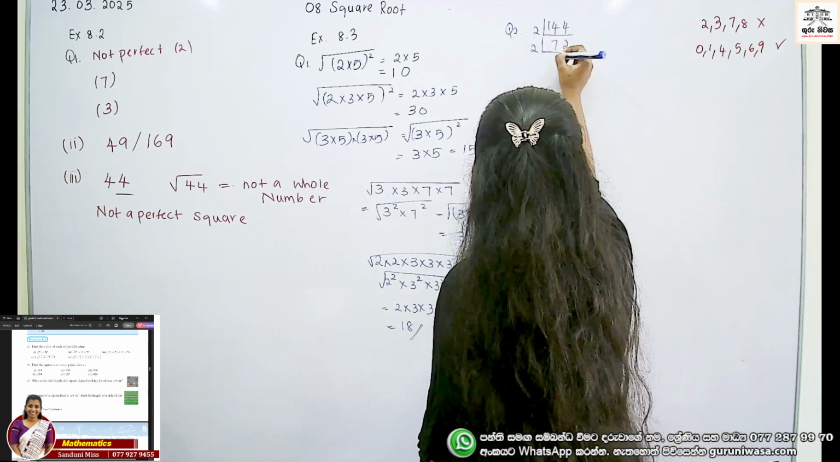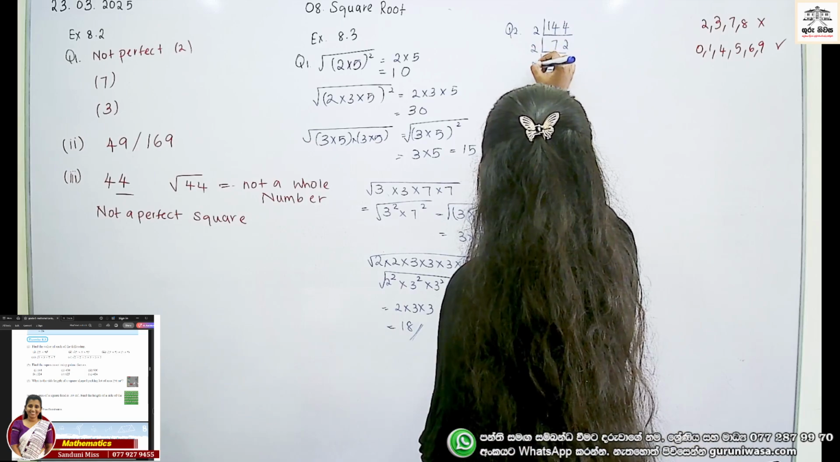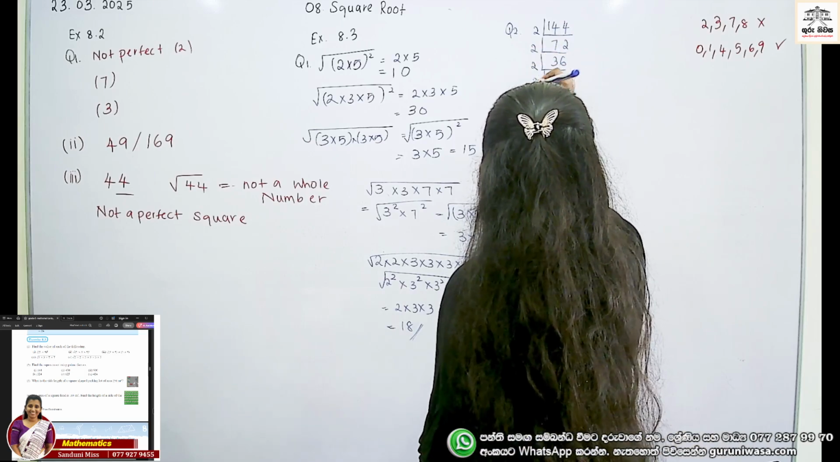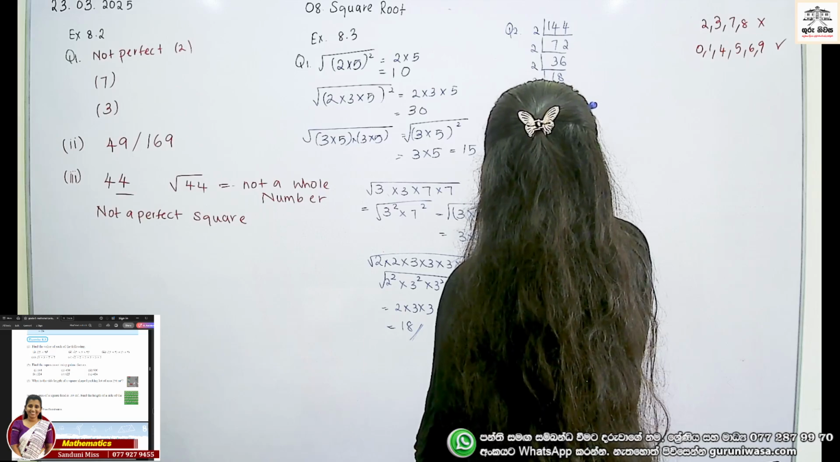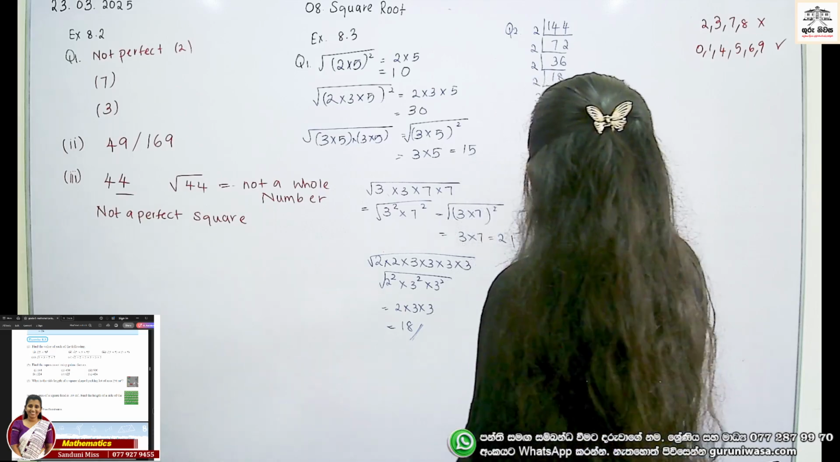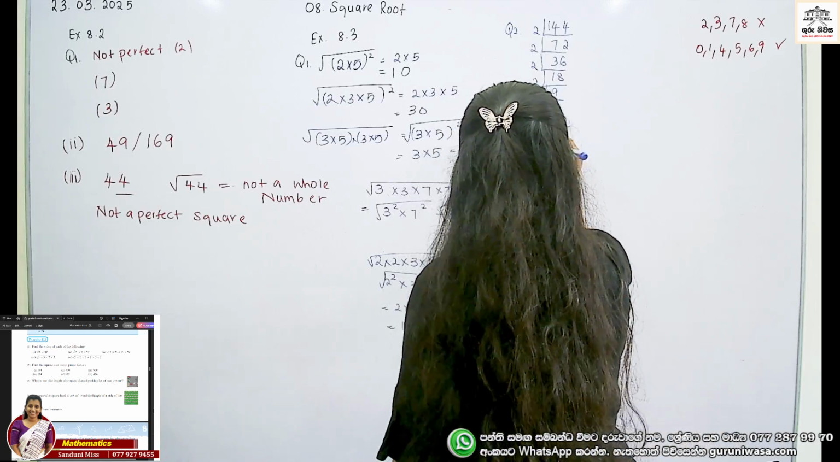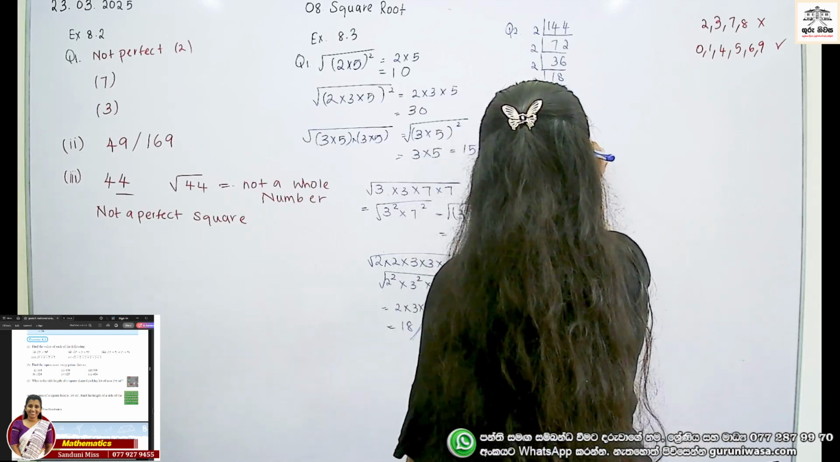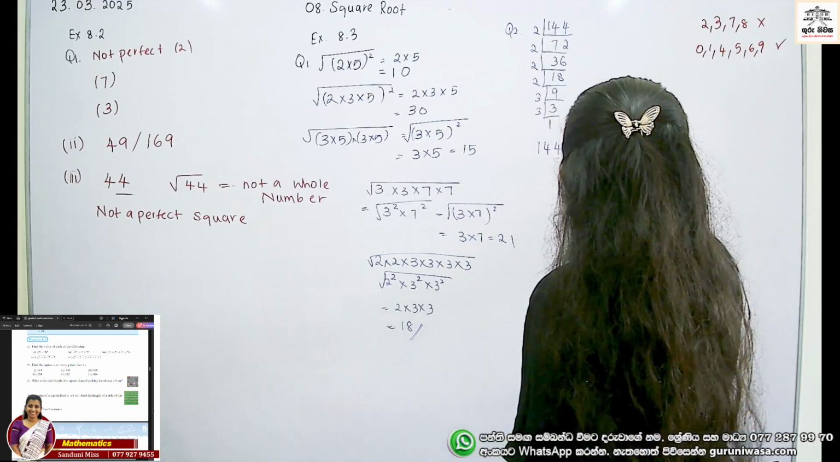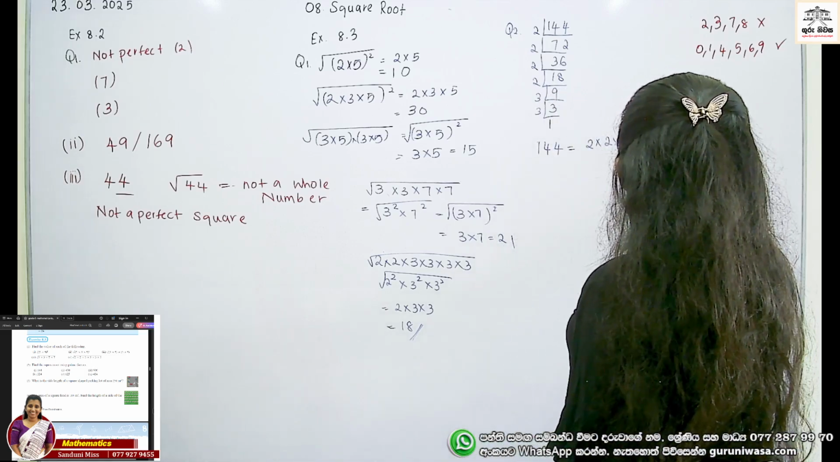72, 36, 18, 9, 3 and 3. So here you will be having 144 will be equal to 2 times 2 times 2 times 2 times 3 times 3.